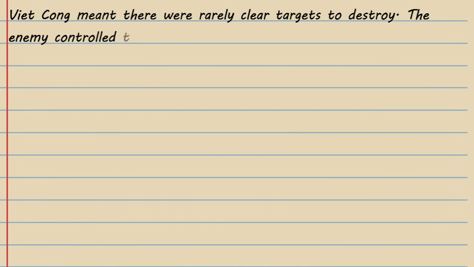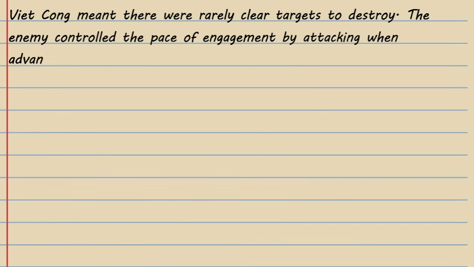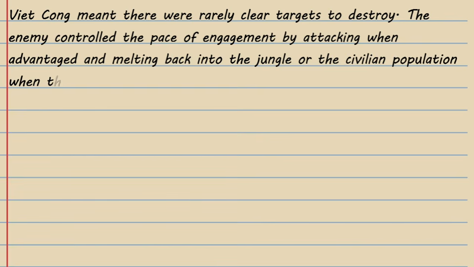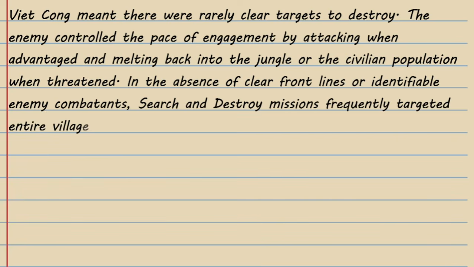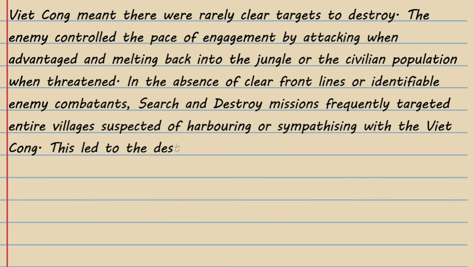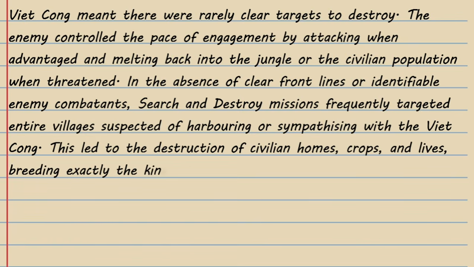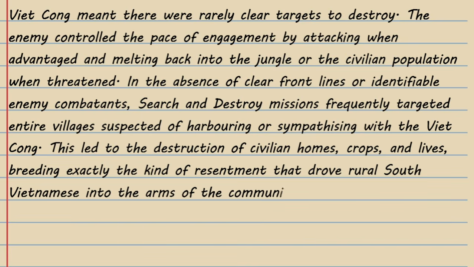The enemy controlled the pace of engagement by attacking when advantaged and melting back into the jungle or the civilian population when threatened. In the absence of clear front lines or identifiable enemy combatants, search and destroy missions frequently targeted entire villages suspected of harboring or sympathizing with the Viet Cong. This led to the destruction of civilian homes, crops, and lives, breeding exactly the kind of resentment that drove rural South Vietnamese into the arms of the communists. The outcome of this approach was massacre.